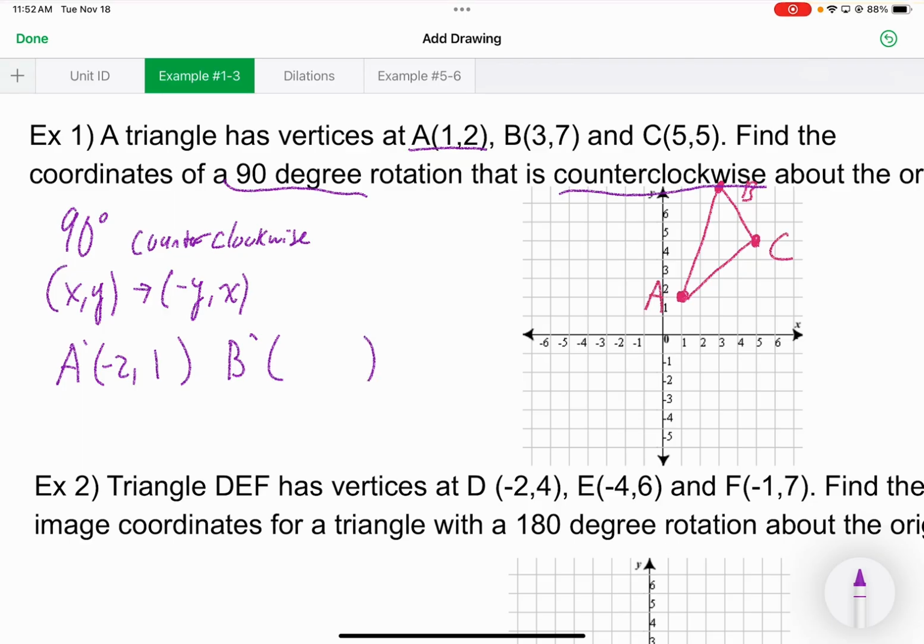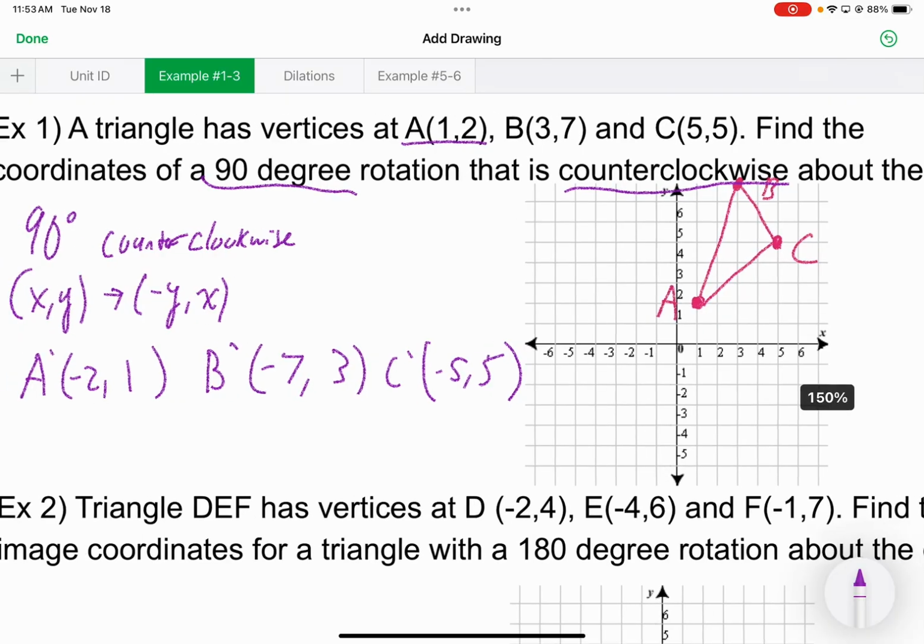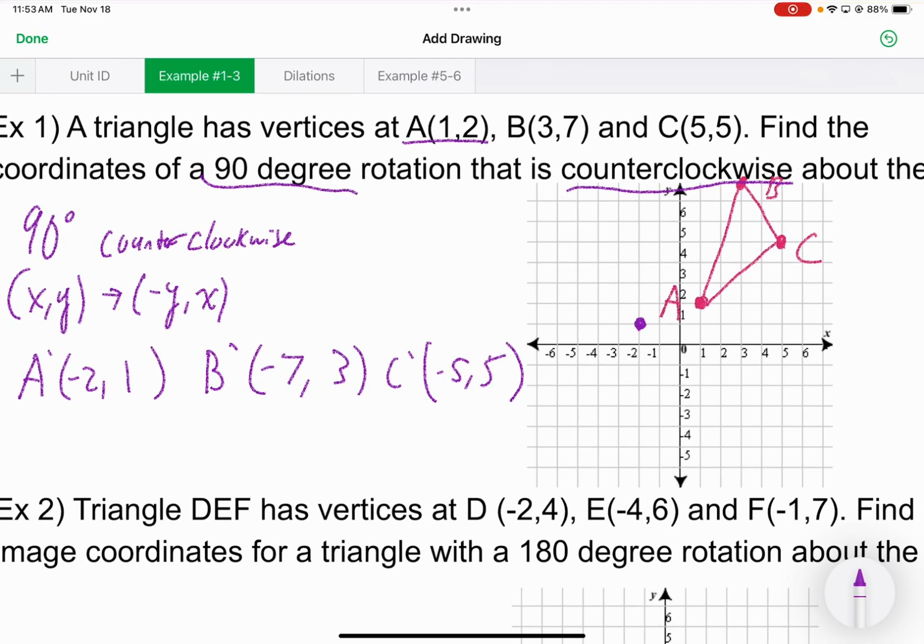B is at 3, 7. What does that become? Swap the coordinates: 7, 3, then change the sign of the first one: negative 7, 3. Good job, Jillian. And then C is at 5, 5 right now. That's the easy one. What does that become? Negative 5, 5. Yay.